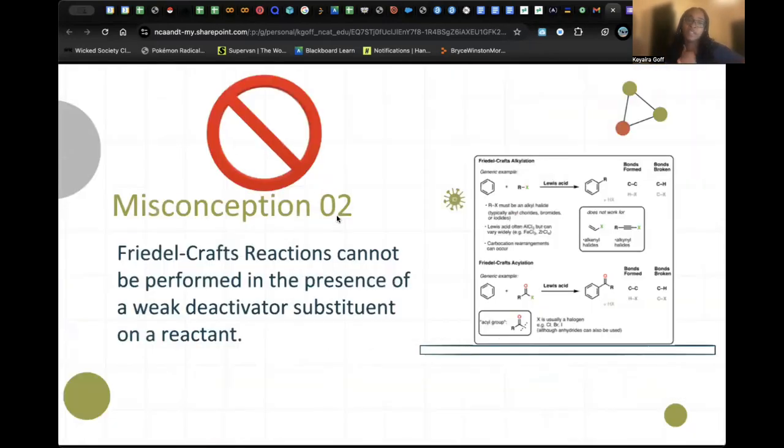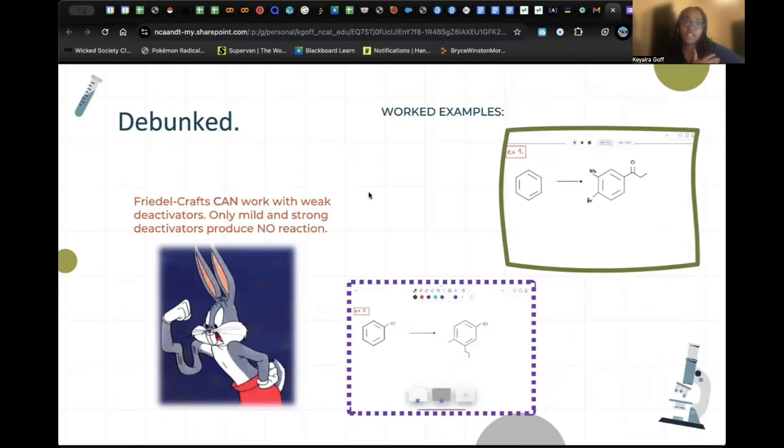So the second misconception is that Friedel-Crafts reactions cannot be performed in the presence of a weak deactivator substituent on a reactant. This is debunked because Friedel-Crafts can work with weak deactivators. Only mild and strong deactivators produce no reaction.